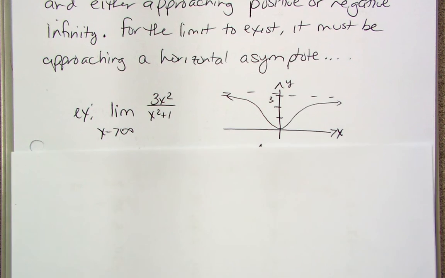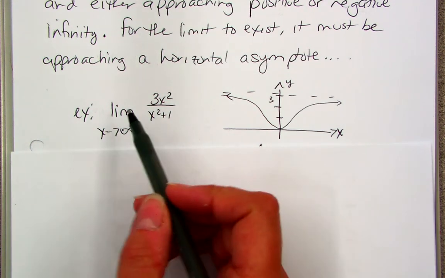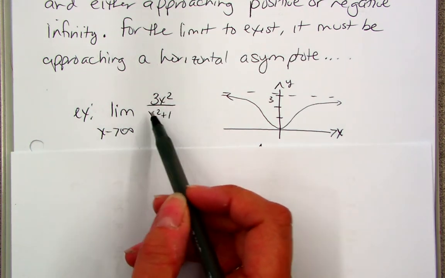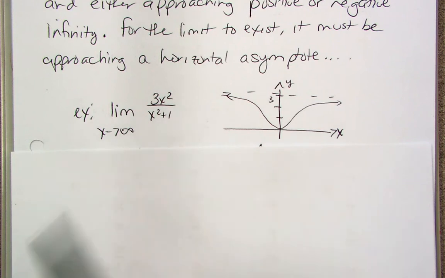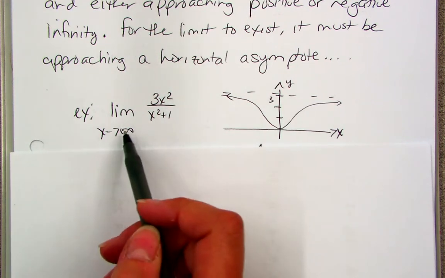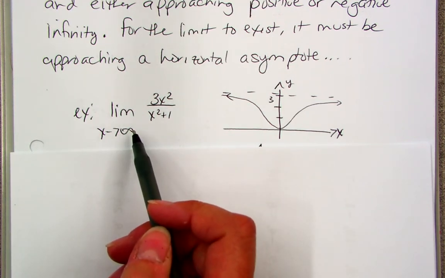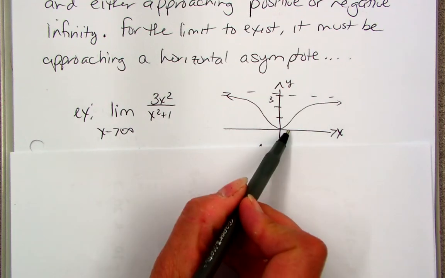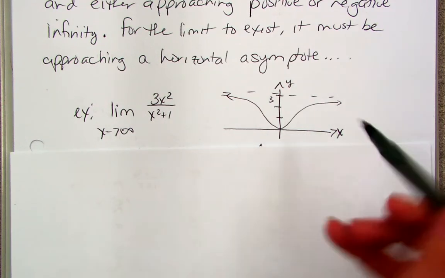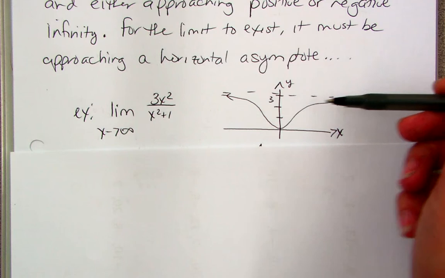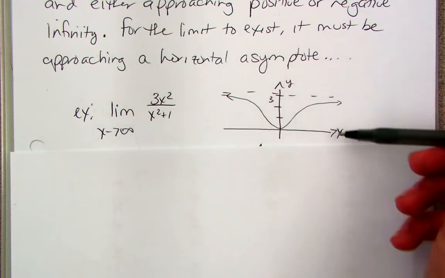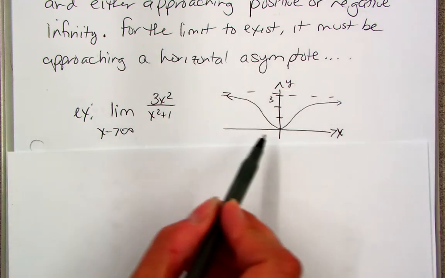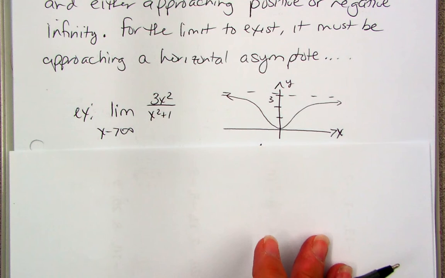So let's take this first problem. The limit of 3x squared all over x squared plus 1 as x approaches positive infinity. So that's what these limits at infinity are. I'm looking at a one-sided limit as x approaches positive infinity. What is my y going to be approaching? Remember, that's what the limit is. What is my y approaching as my x gets closer and closer to positive infinity?